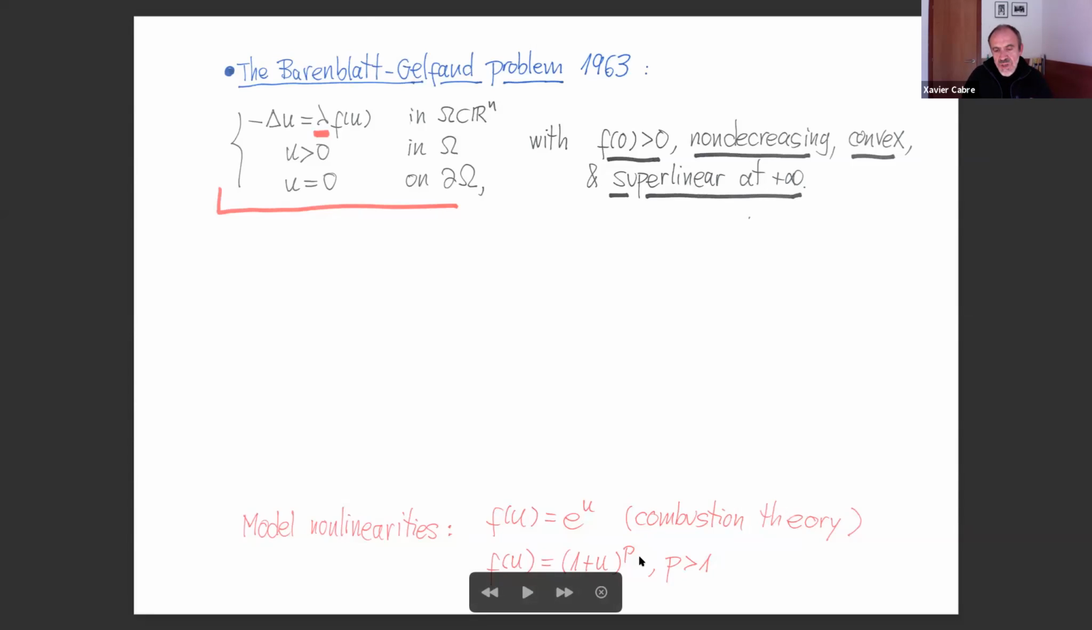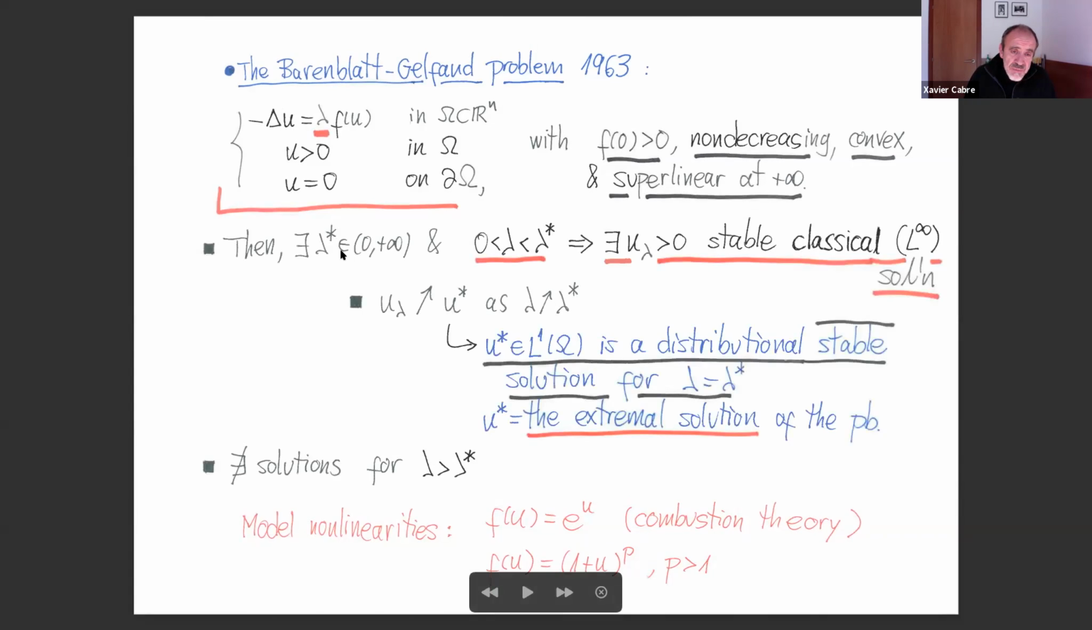Another model would be the power nonlinearity, (1 + u)^p, because here I like to have f(0) positive. I like f(0) to be positive because then for lambda positive, 0 is not a solution of the problem. 0 is a strict subsolution, but not a solution because f(0) is positive. Therefore, there is no trivial solution to the equation when lambda is positive, but it's very simple to prove that there exists a parameter, lambda star, that we call the extremal parameter.